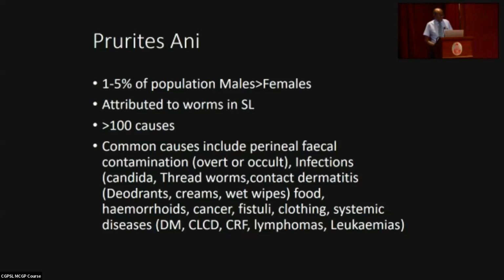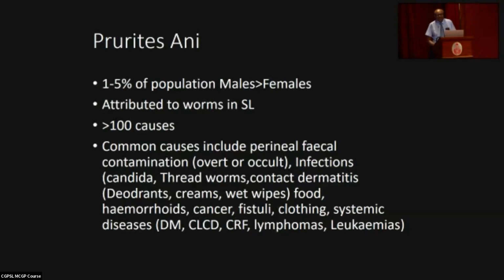Believe it or not, pruritus has over 100 causes, and common causes include perineal fecal contamination. That is, some patients have incontinence, others are unaware that they have a little incontinence. Sometimes with passage of gas, you get a little bit of liquid feces coming out and soiling that area, and that gives rise to pruritus. That's one of the commonest things. Then you can have infections like candida or the threadworms.